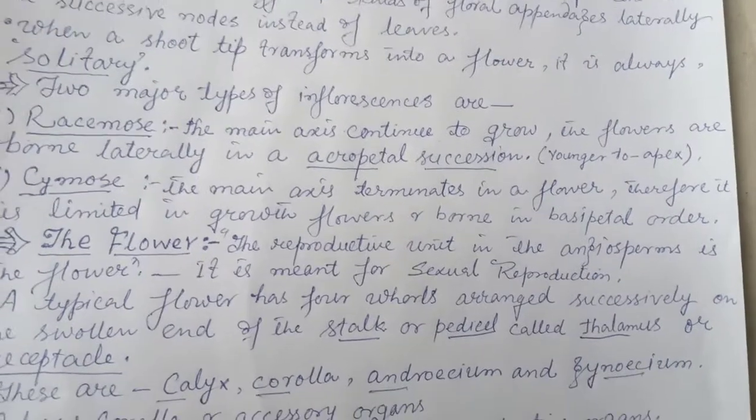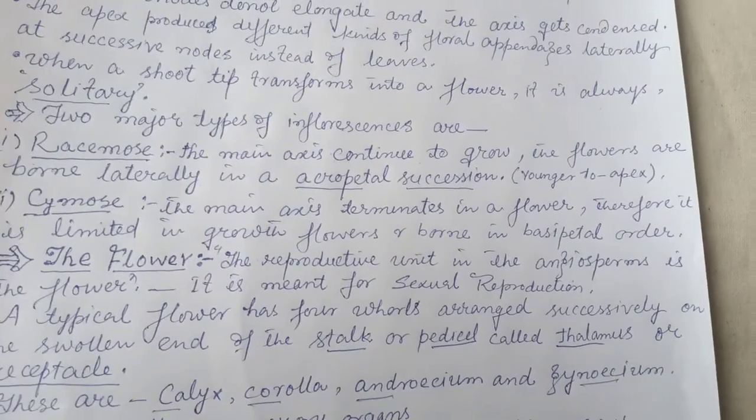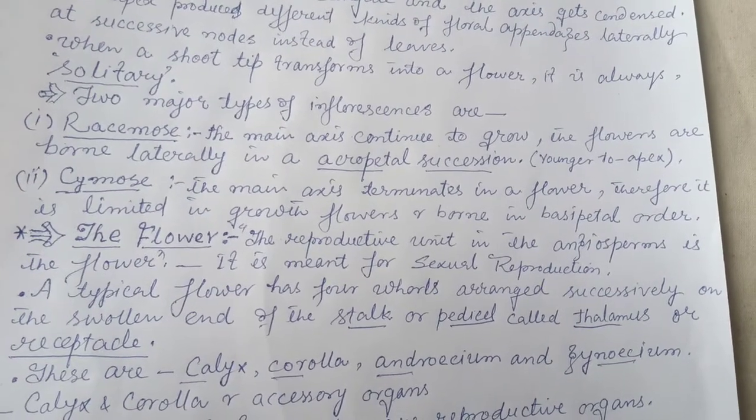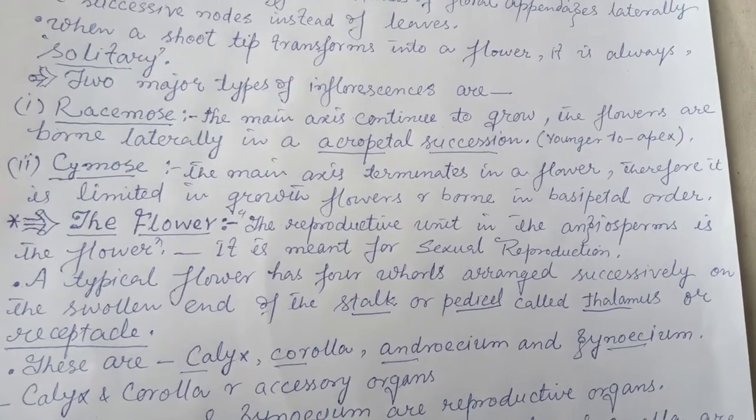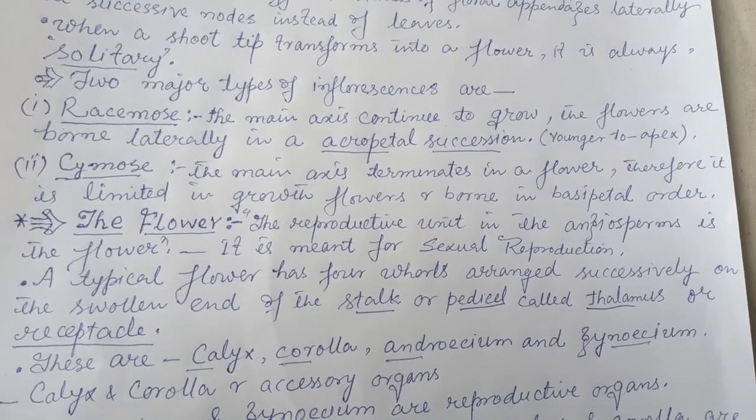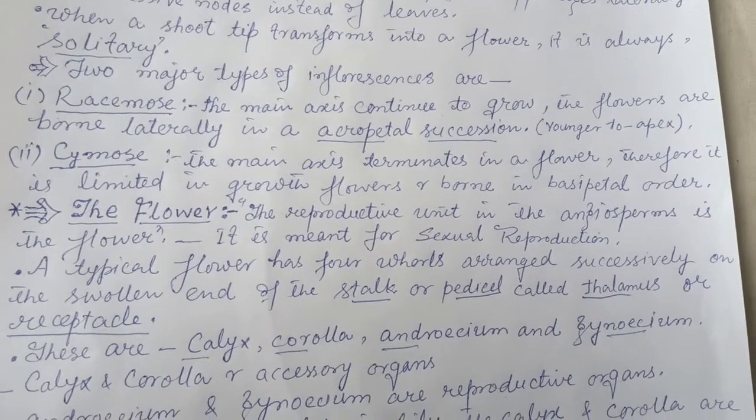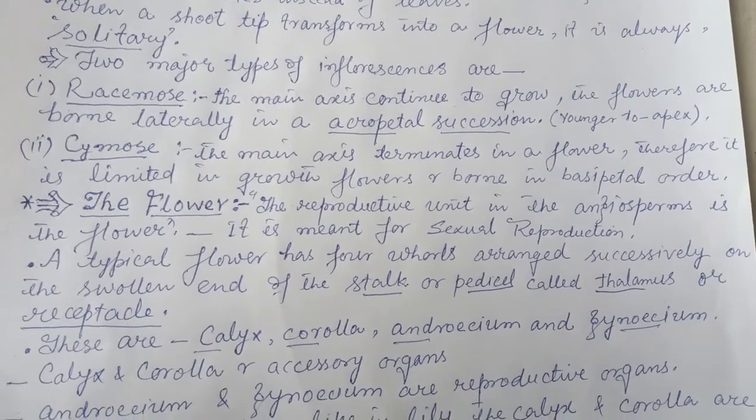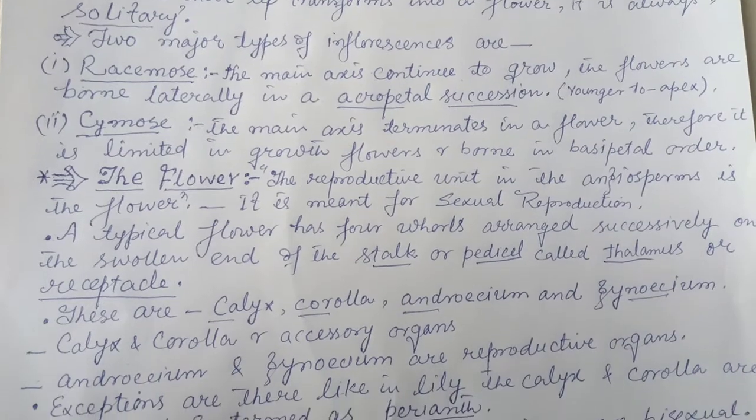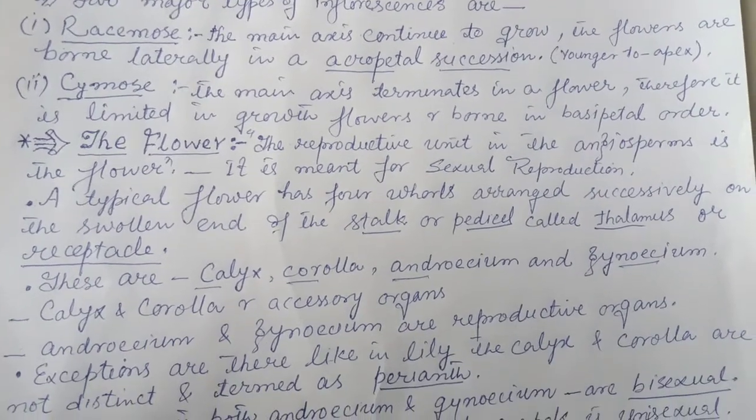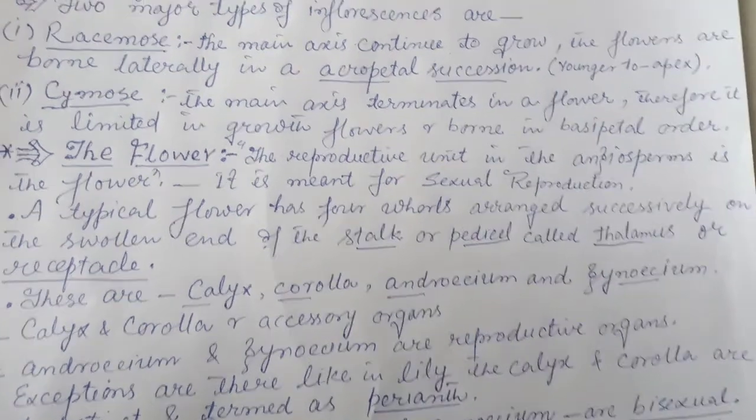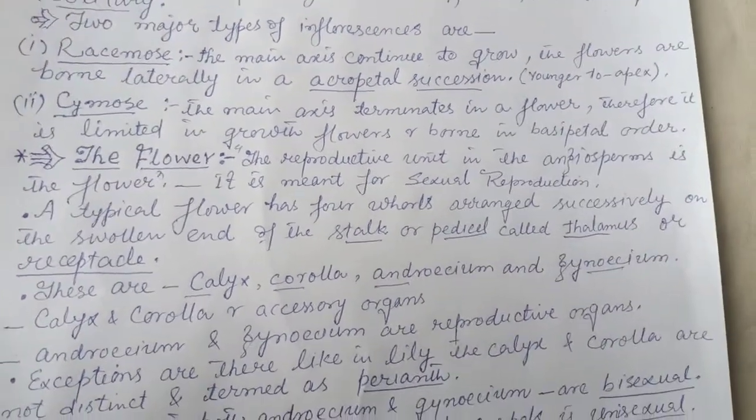And the flower, the reproductive unit in angiosperms, is meant for sexual reproduction. A typical flower has 4 whorls arranged successively on the swollen end of the stalk or pedicel, that is called the thalamus or receptacle. The 4 whorls are calyx, corolla, androecium and gynoecium.